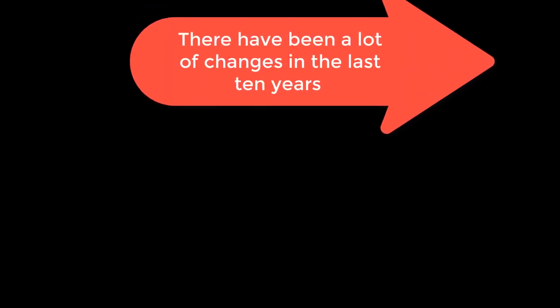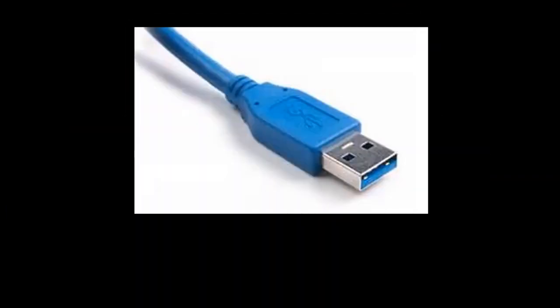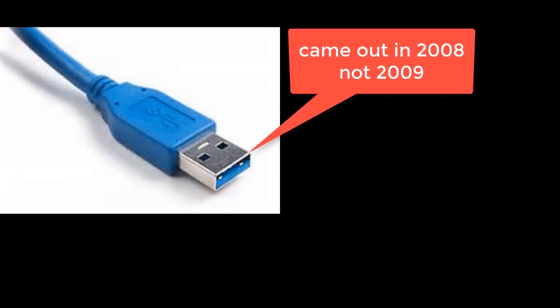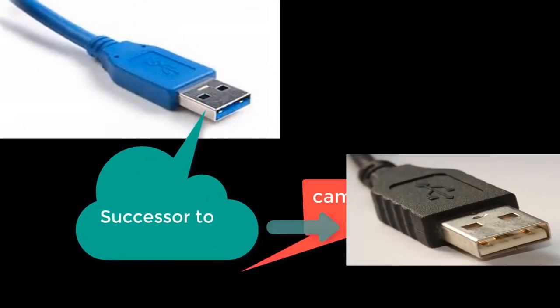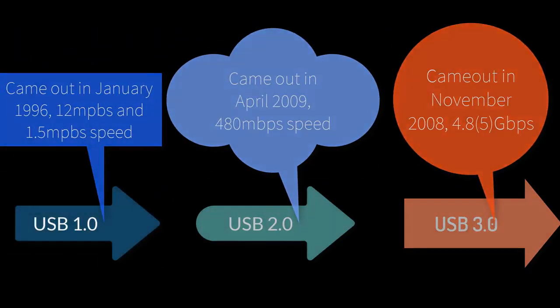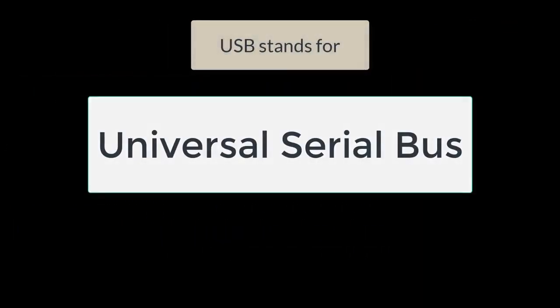There have been a lot of changes in the last 10 years regarding the tech industry. To name one of them, USB. USB 3.0 came out in 2009 and was the successor to USB 2.0, which many of you may have heard of. USB 3.0 is the third major version of USB. If you don't know what USB stands for, USB stands for Universal Serial Bus.